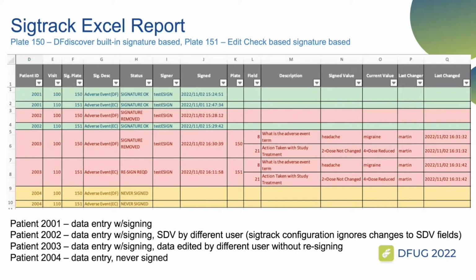And the last patient is one that had data entry done, but the record was never signed, so they're in a yellow status. And the color coding essentially corresponds to what we saw in the signature life cycle page.